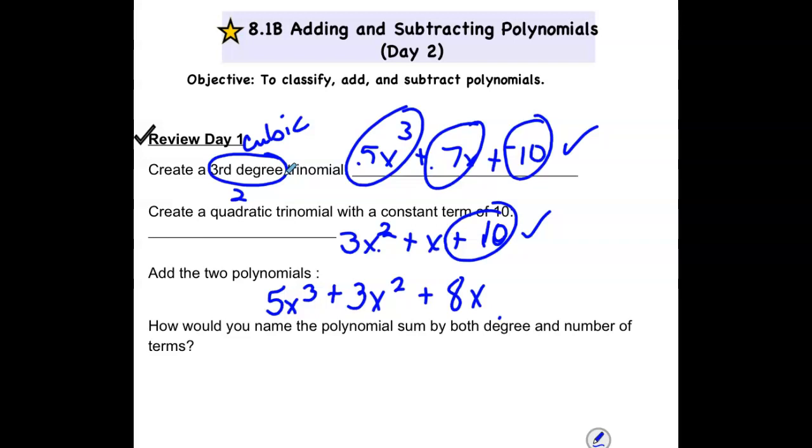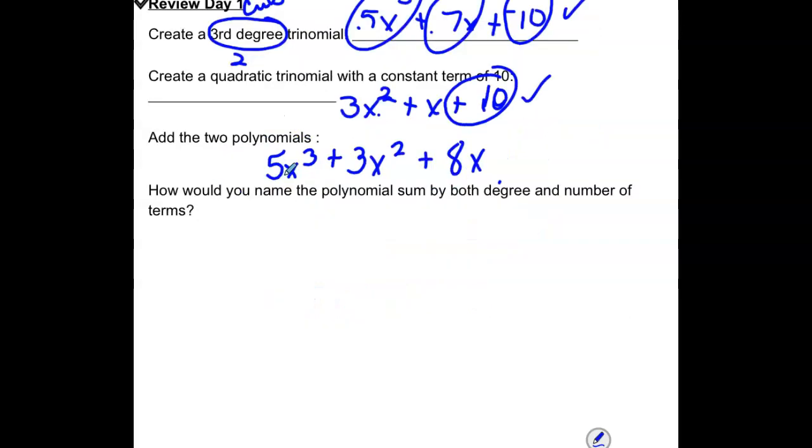Okay. Now it says, how would you name the polynomial that you got when you added them together? So based on what I have up here, yours might be different on your paper. How would we classify this? Cubic because of degree 3, and trinomial because there are 3 terms? Questions on that?